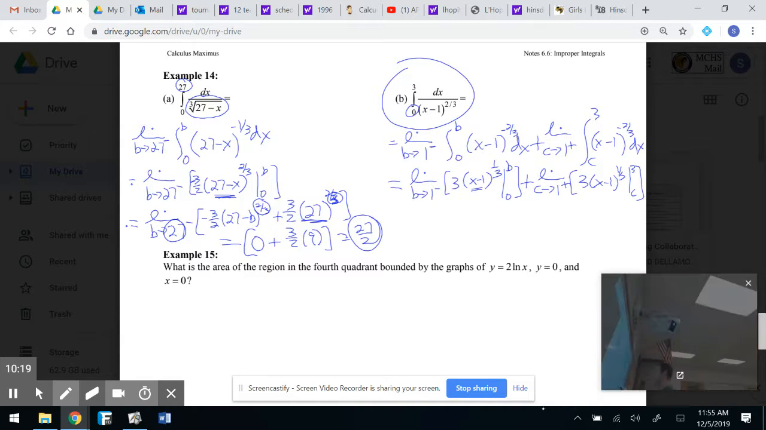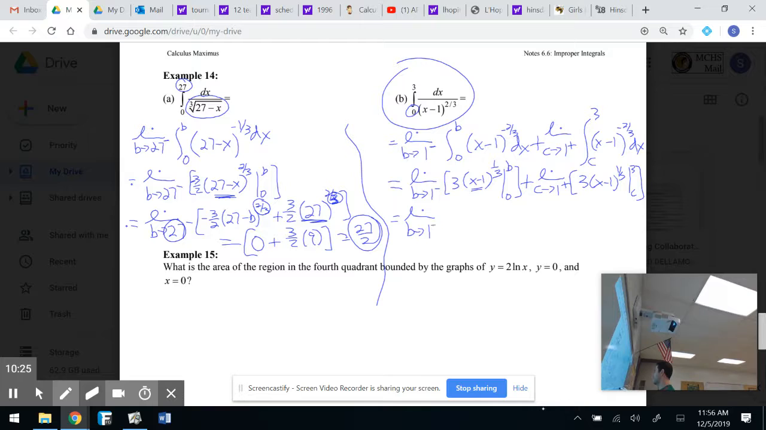Oh, sweet. I get to do it 2 times. Okay, I get to do it 2 times here. We've got b approaches 1 from the left. Let's go ahead and do some subs. 3 times b minus 1 to the 1/3, minus, put a 0 in there. A 0 in there would be a negative 1. Ooh, that's going to end up being a positive 3, right?